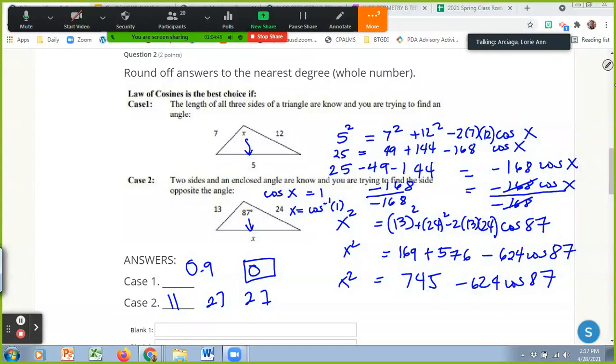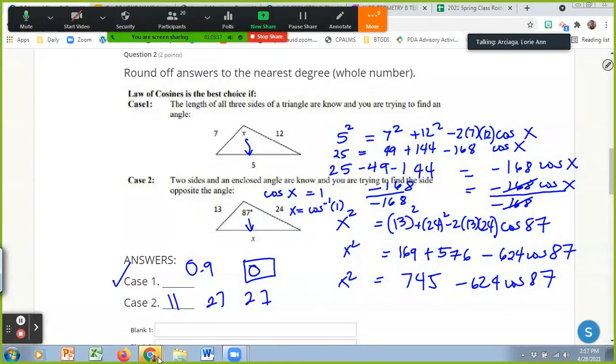All right. So, yep. Okay, so the final answer for case 1 is 0. Next, what are we gonna do here? Oh, by the way, common mistake. You don't subtract these two, okay? You don't do 745 minus 624 and then times. No, no, no. You multiply first. Like you multiply these before you combine the 745.